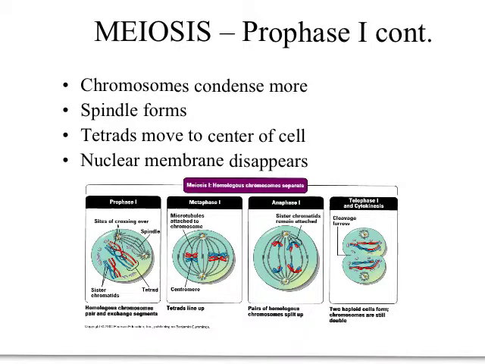As we further progress through prophase 1, those chromosomes are going to condense even more. They'll get tighter so we can actually see them under a microscope. The spindles, remember like we said in mitosis, these spindles out here are going to start to form. We're going to get those tetrads starting to move to the center of the cell, and our nuclear membrane that's holding all of these chromosomes together is going to start to disappear so that those chromosomes can move to the middle of the cell.